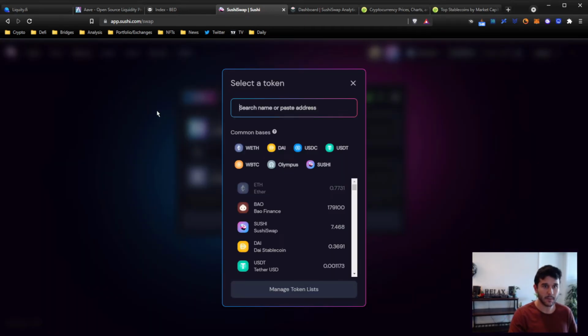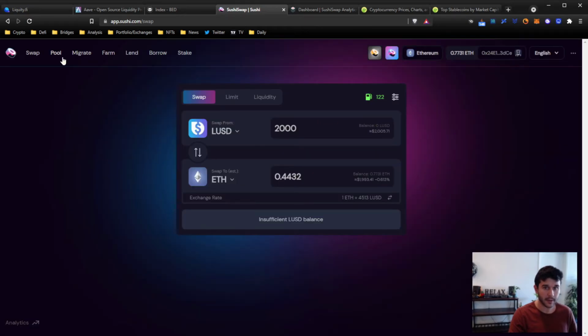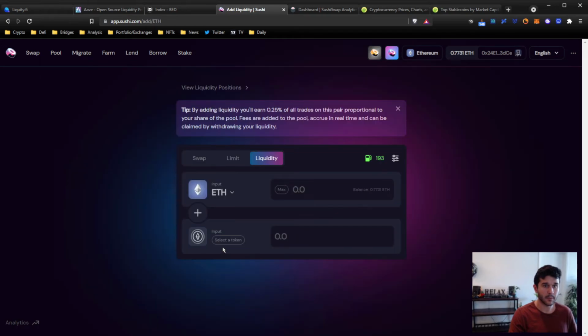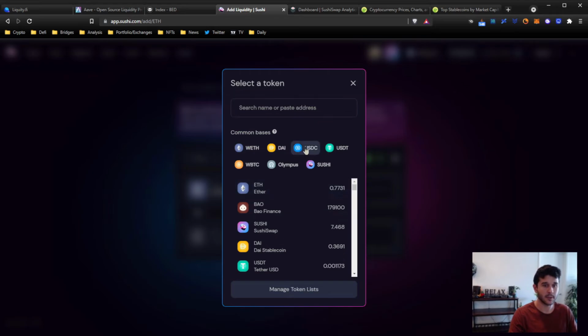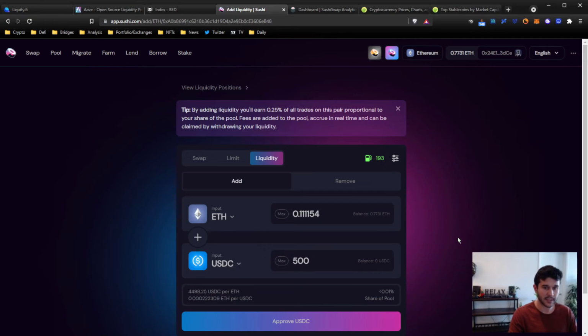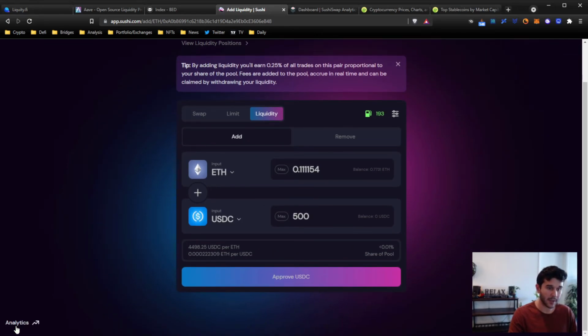And if you wanted to become a liquidity provider, you can do that by going to pool, hitting add, and let's say we want to do USDC and Ethereum. Let's say you have Ethereum and you have some USDC and you want to add to this pool. You do it 50-50 ratio. So if you were doing $1,000 total, $500 worth of Ethereum, $500 worth of USDC, and you would add that to the pool. In the bottom left, we're going to click on analytics.